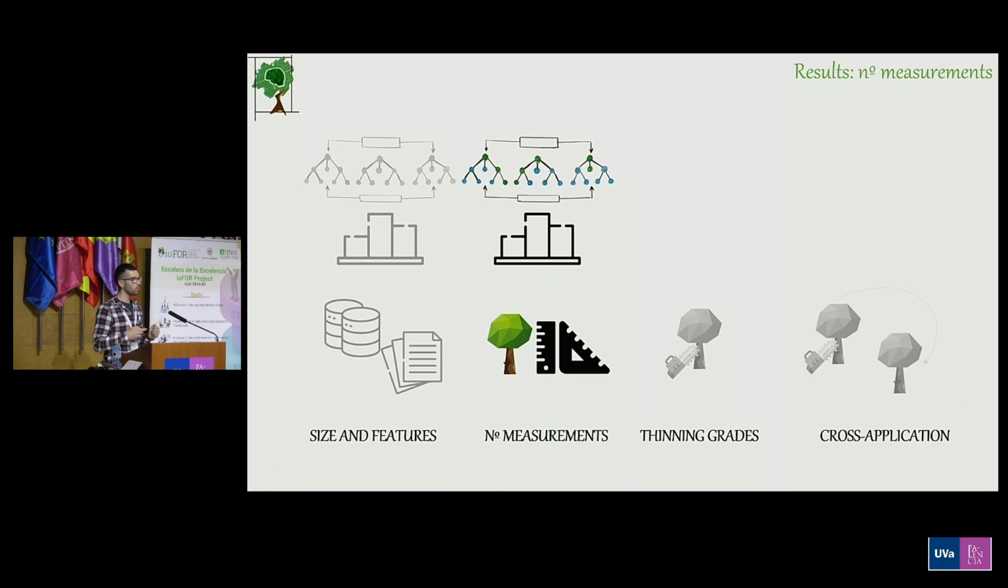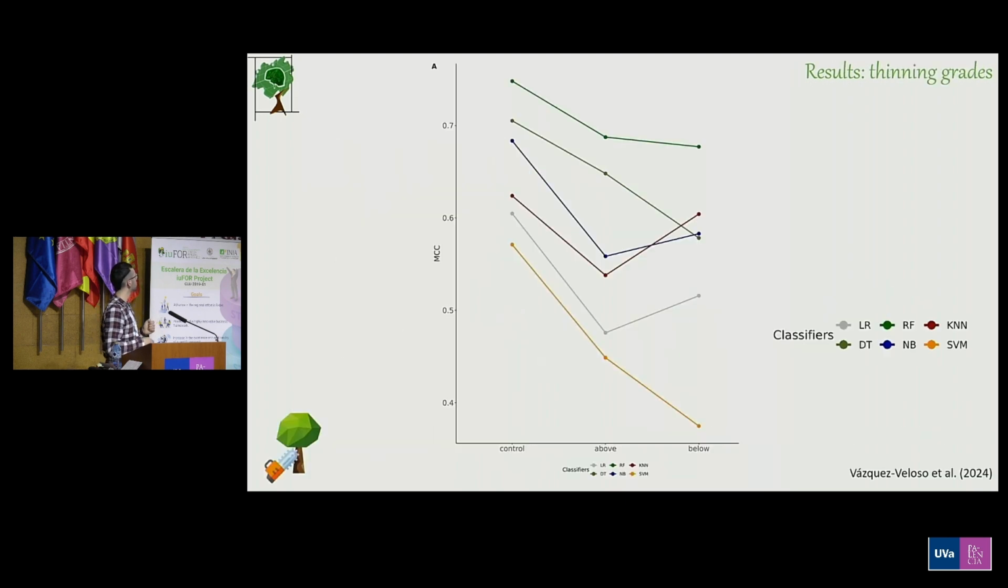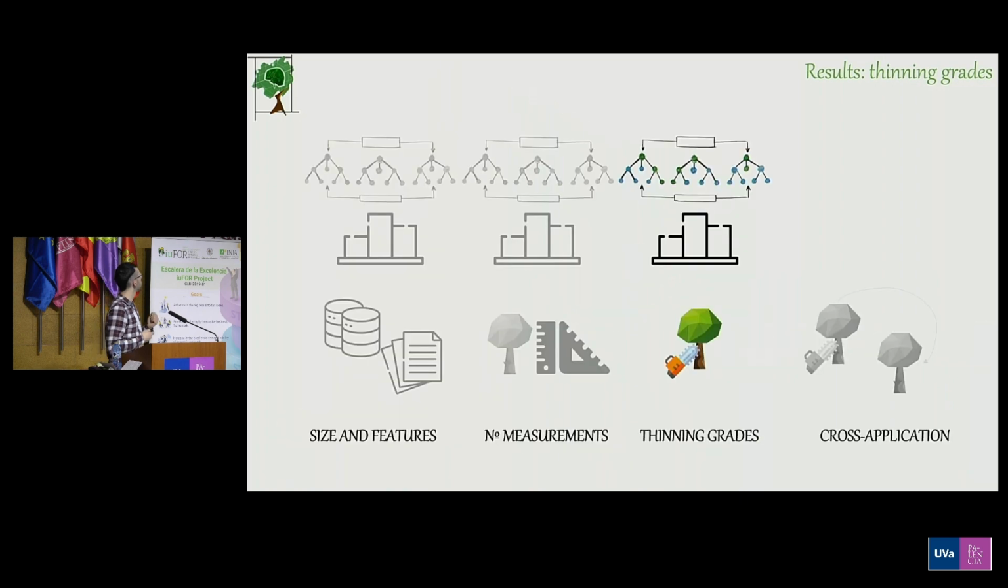And then we said, okay, we also have different thinning grades. We have some control plots where no management was applied, and others managed by thinning from above and thinning from below. So we split our data set into those 3 groups, and we found that the accuracy for all the algorithms is better on the control plots, because those structures are not altered by human actions. And in all the cases, again, random forest reached the better prediction accuracy. So winner again, random forest.